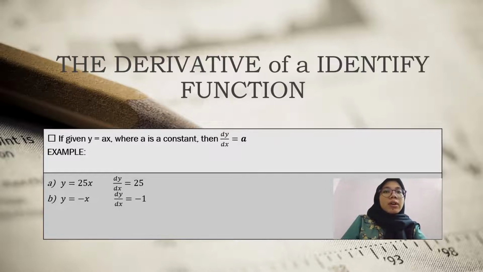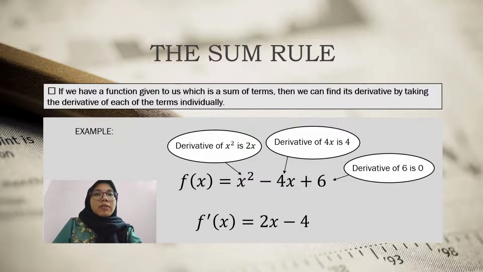Meanwhile, if y equals minus x, then the answer will be dy over dx equals minus 1. And lastly, the sum rule. If we have a function given to us which is a sum of terms, then we can find its derivative by taking the derivative of each of the terms individually.